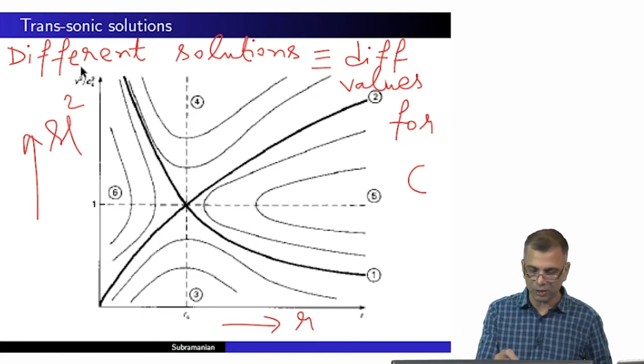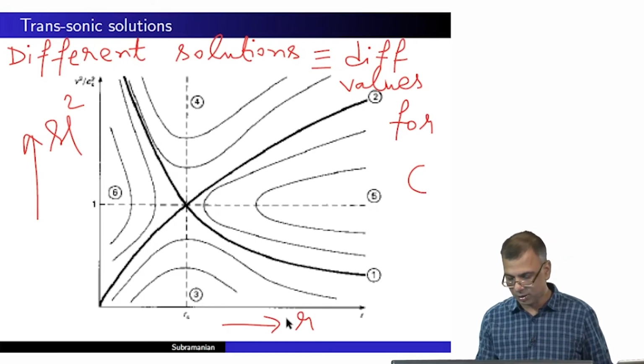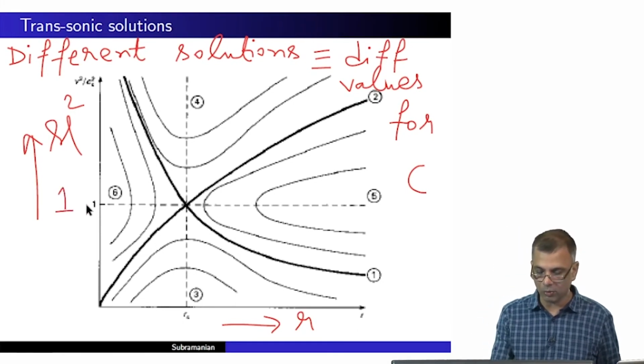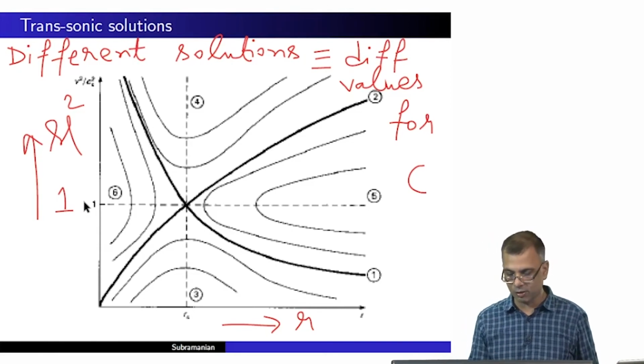It is written here, but this is very small, you can't see it. It is V square over Cs square, which is essentially the square of the Mach number, and here is where the Mach number equals 1. Okay. Now, there are different kinds of solutions. There are 6 different kinds of solutions.